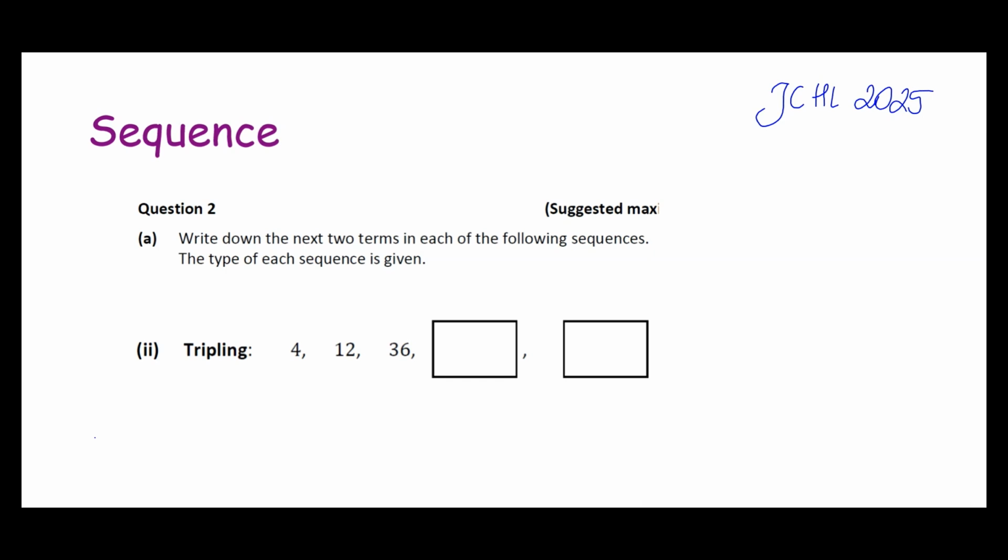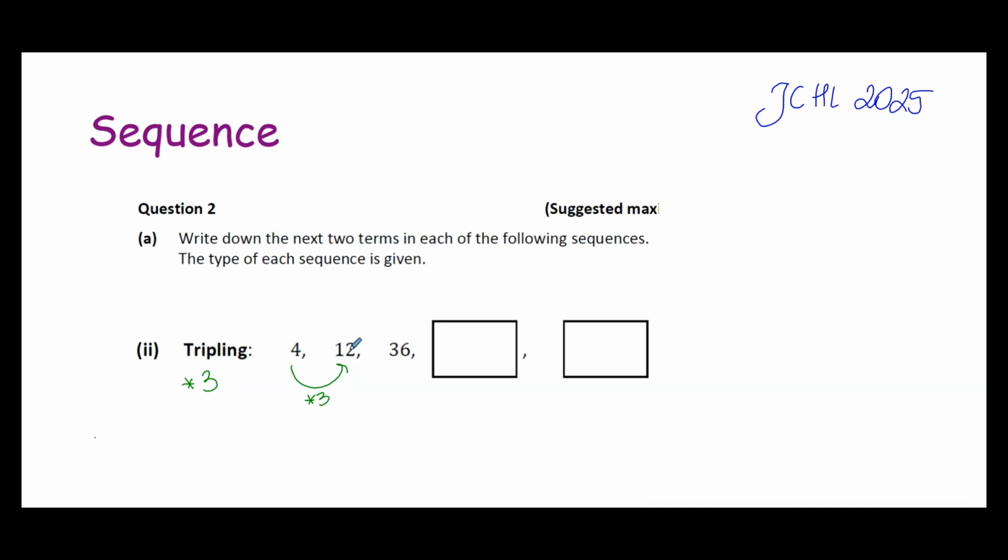So in this question 2, we are looking at sequences. We have to write down the next two terms in each of the following sequences. So our second example is tripling. What does it mean, tripling? Multiplying by 3.